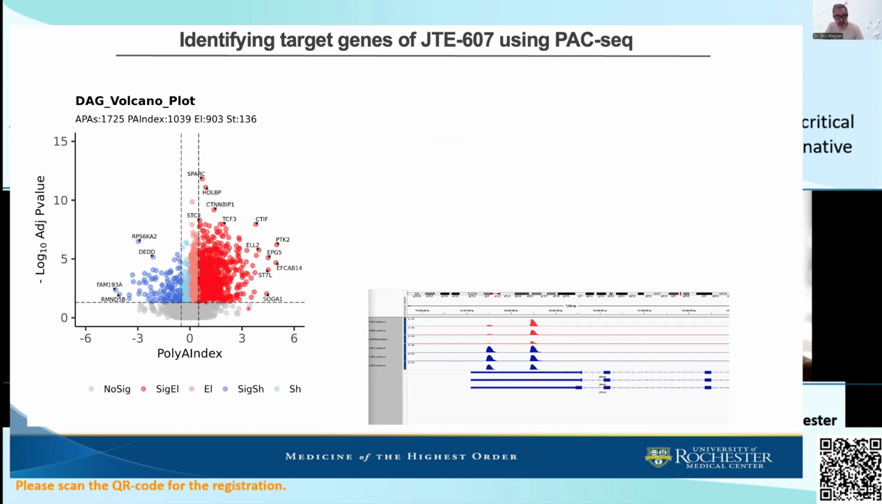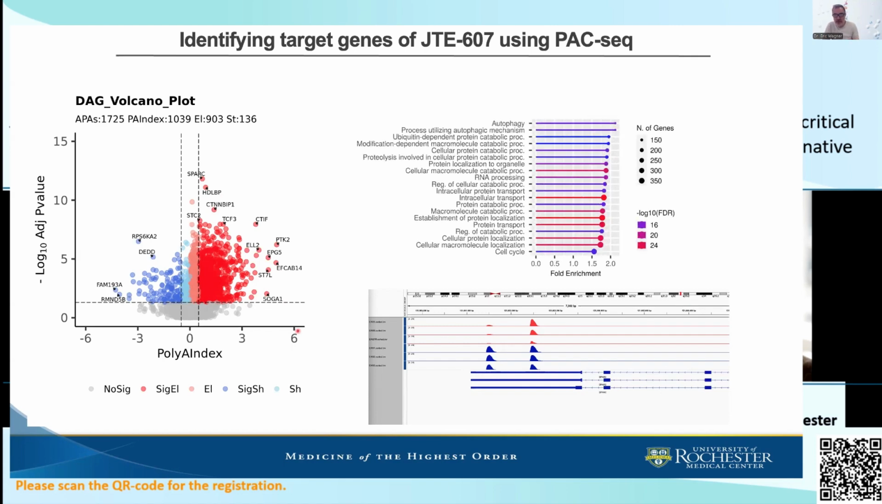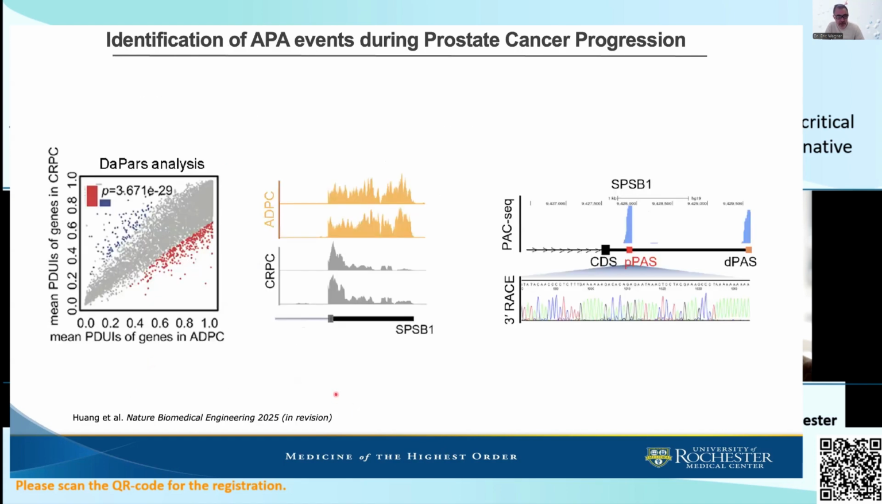And when you look at the types of transcripts that are sensitive, many of them are involved in catabolism and autophagy. So we think we're reprogramming these cells in some way that might be beneficial to a patient. And this is ongoing work. In the last two slides, I want to also talk about another project where we leveraged PAC-seq.